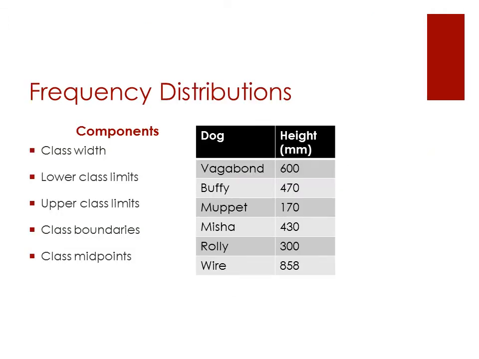We're going to be working with, again, our sample data here, looking at dog heights. And we find frequency distributions are made up of several components: class width, lower class limits, upper class limits, class boundaries, and class midpoints. Your homework problems and your exam are going to ask you to identify these for various frequency distributions. So we're going to go through each of these terms and look at how they relate to this particular sample set.